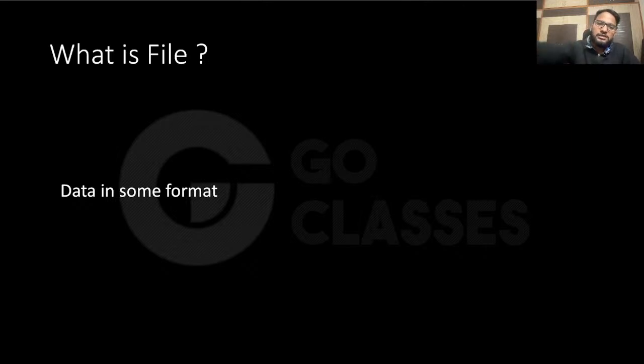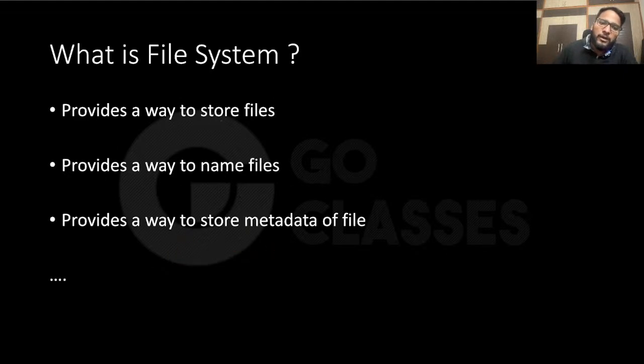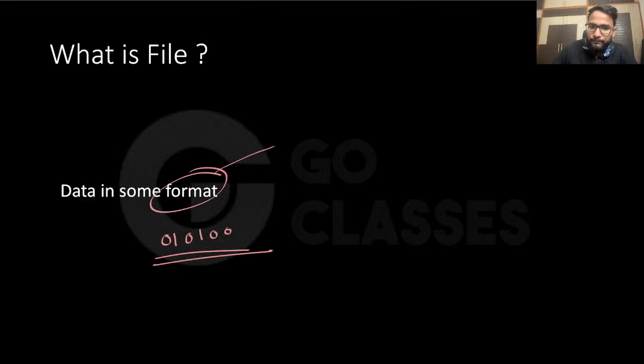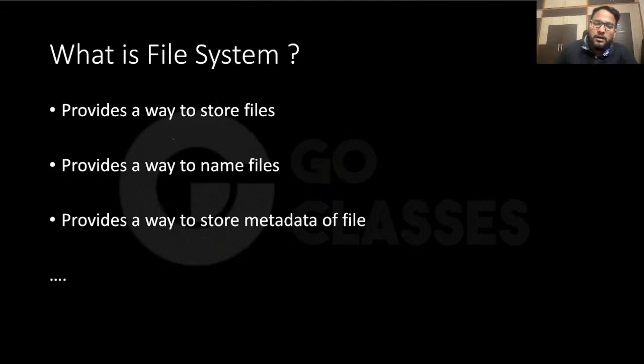Okay, let's see. So what is a file? A file is some data. Everything in the computer is just zeros and ones, right? So data in some format. And some format means it could be a PDF file, .pdf, or .jpg or something like that. So what is a file system? It provides a way to store the file, a way to name the file, a way to store the metadata of the file and so on.